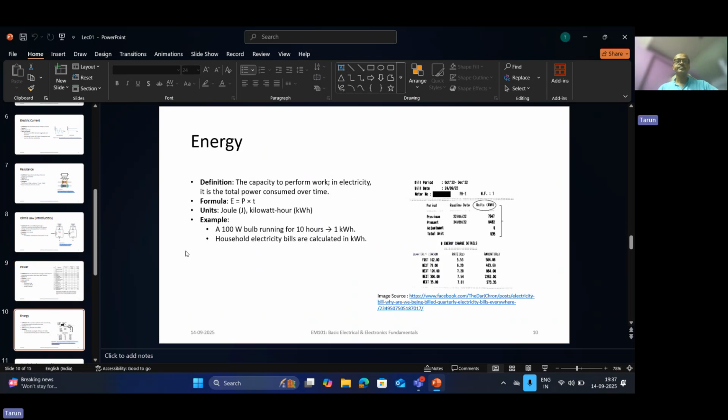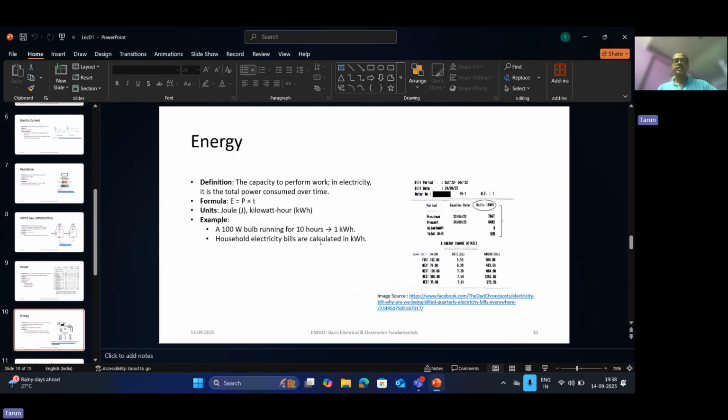Now come to the energy. The capacity to perform work in electricity, the total power consumed over time, is known as energy. Energy can be measured by multiplying power and time. It can be expressed in the equation E equals P times T. The unit of energy is either joule or kilowatt hour.